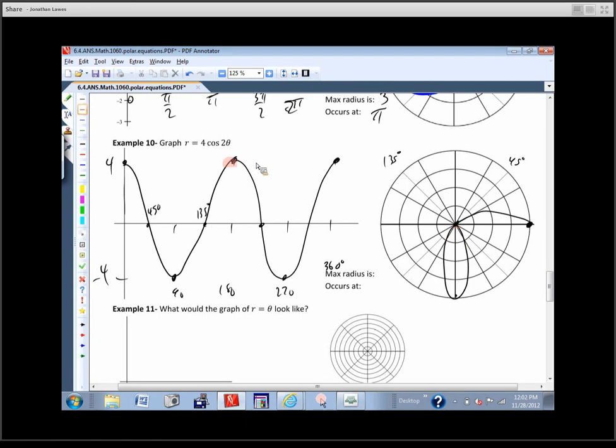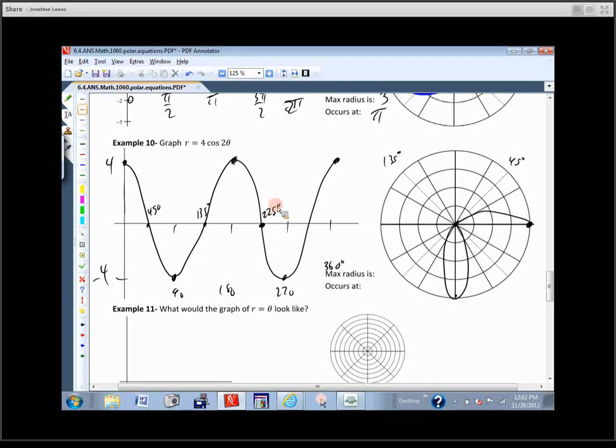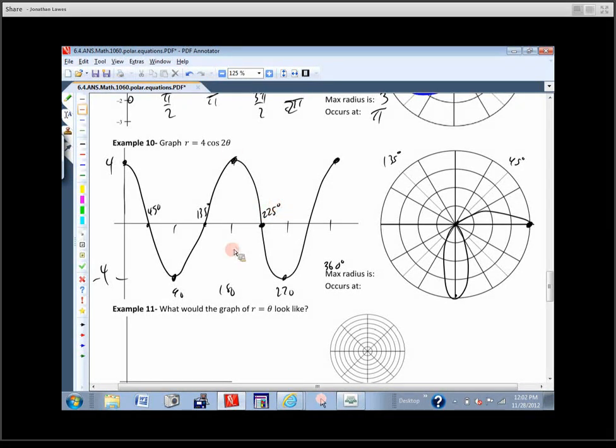Between 135 and what would this one be? 225. At 180 degrees, the radius is 4. So I'd be out here. Swing back around. That takes care of this one here at 315 degrees. Well, no, it doesn't. It does that one right there. Then between 225 and 315, so this is 225 and 315.